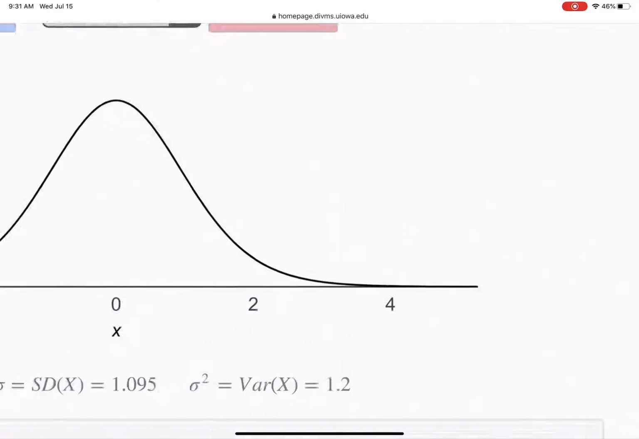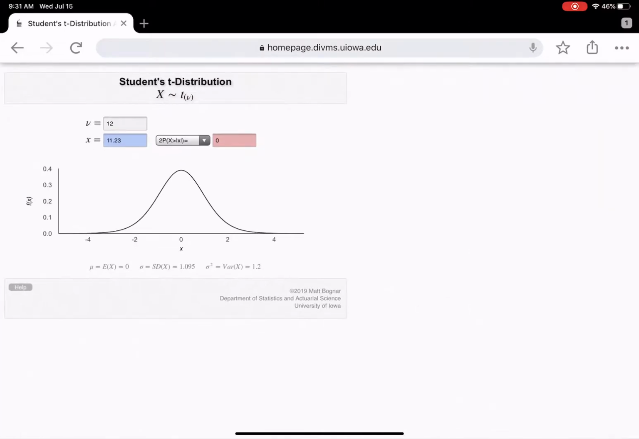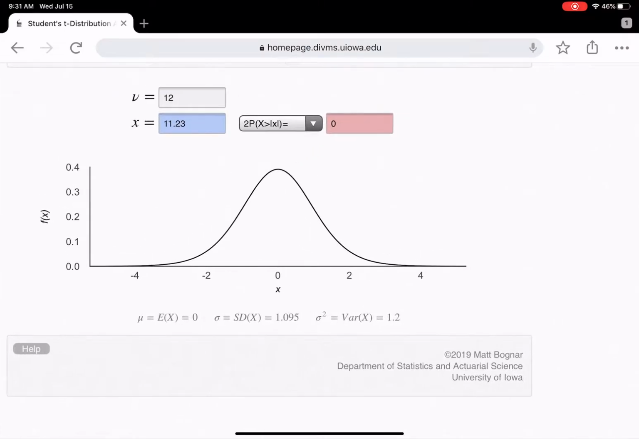Can you even see it drawn? I do not think so. Yeah, you can't.